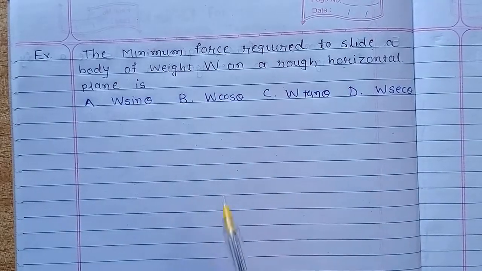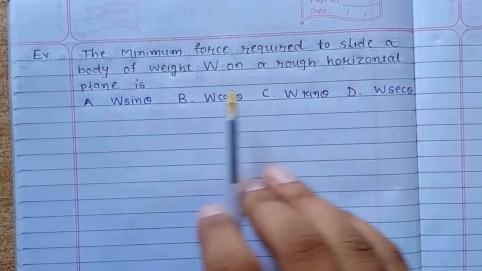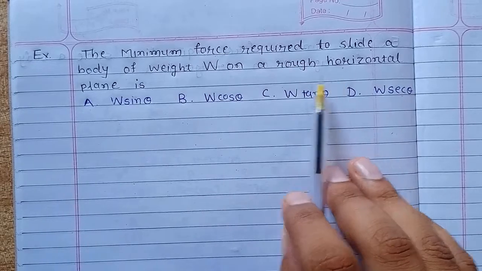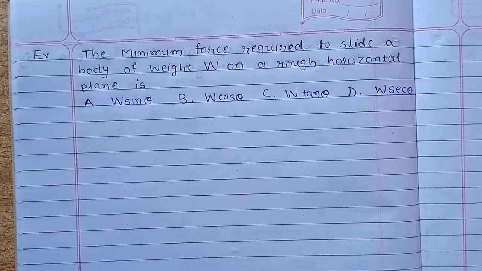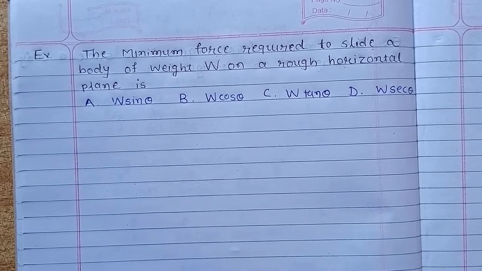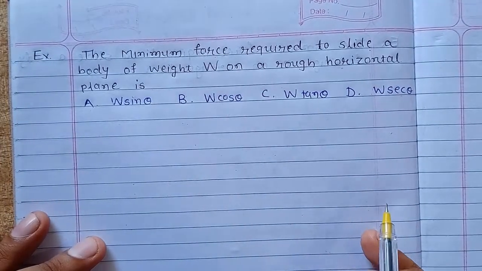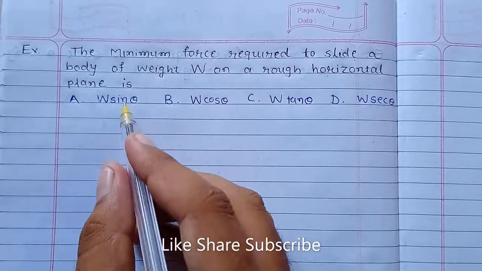Read the problem statement. The minimum force required to slide a body of weight W on a horizontal rough plane is... So we have to find the minimum force that is required to apply on the body to slide that body on a rough horizontal plane. So let's first draw the free body diagram of this system.